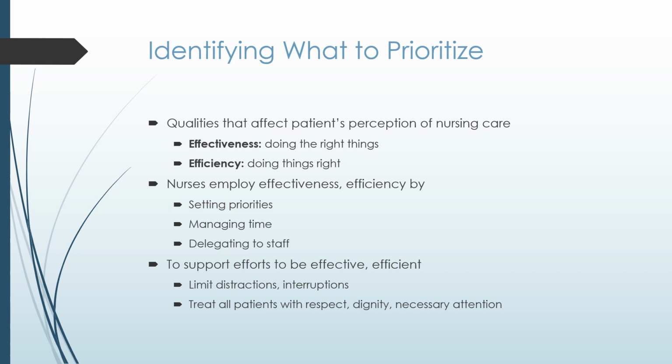Okay, so identifying what to prioritize. Qualities that affect patients' perception of nursing care. Effectiveness. Are we doing the right things when we are prioritizing care? Efficiency. Doing things right. See the difference here? Are we doing the right things? And in the things that we are doing, are we doing them right?